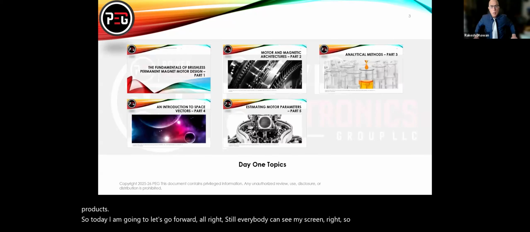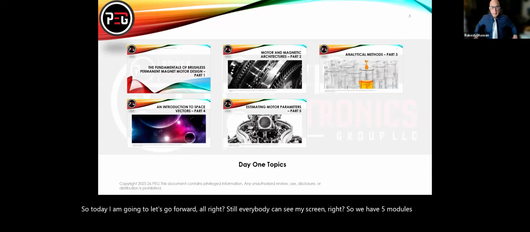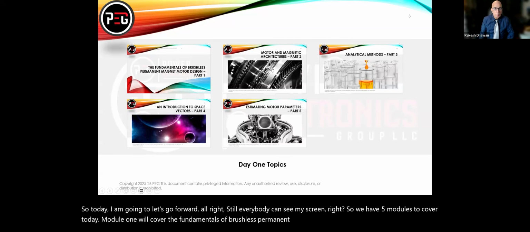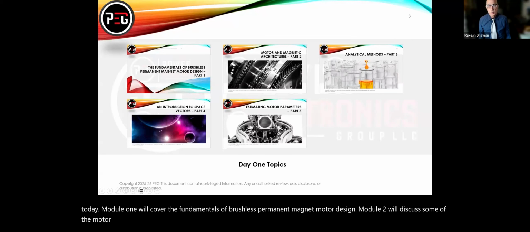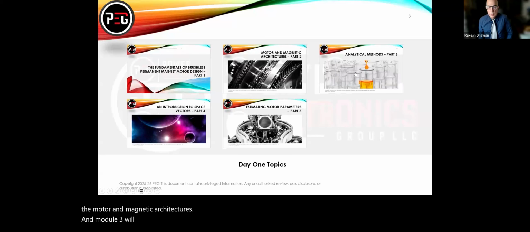So we have 5 modules to cover today. Module 1 will cover the fundamentals of brushless permanent magnet motor design. Module 2 will discuss some of the motor and magnetic architectures. And module 3 will have analytical methods.